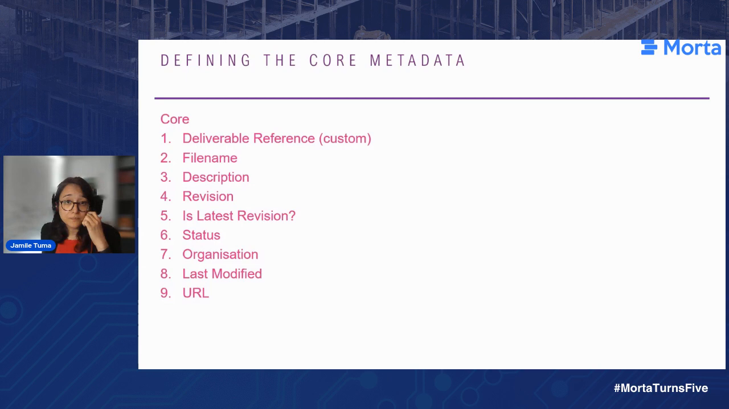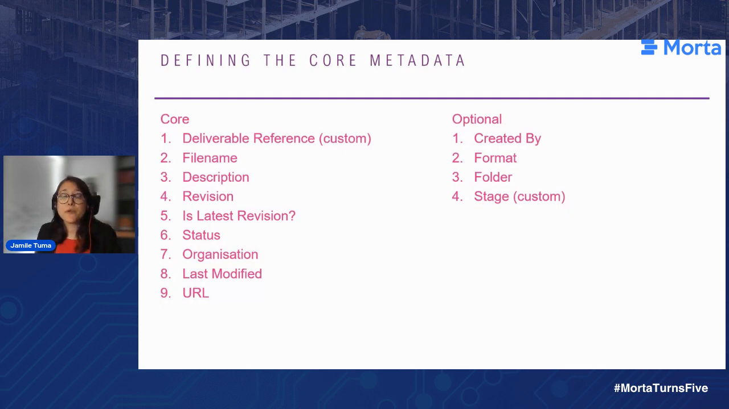We also ended up with 4 optional, but also nice to have attributes. So one is created by. It's surprisingly not available in all CDE solutions. Format, folder, and stage. Folder and stage are usually relevant when we are coordinating with the contractor. Sometimes there are agreements on what folder we should be looking at, or sometimes we should only look at deliverables that have the stage metadata populated. So this really helps with the filtering of information.